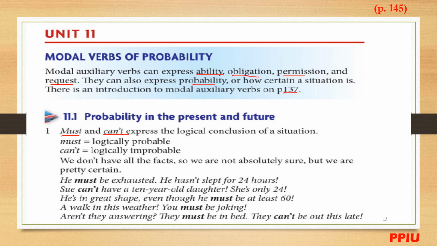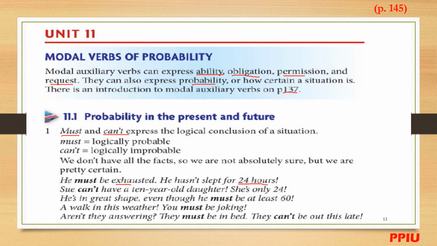For example, he must be exhausted. He must be exhausted. He hasn't slept for 24 hours. So because of this, we are quite sure that he must be exhausted. Without sleeping, he is quite exhausted.